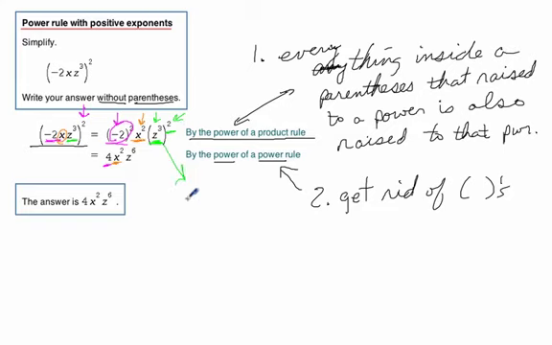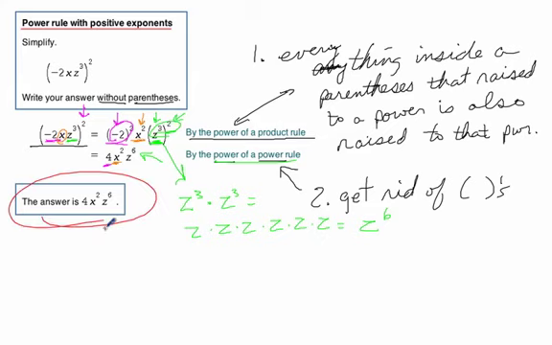Well, remember, that's z to the third times z to the third, which, the long way, is z times z times z times z times z times z, that's z to the sixth. And remember, our shortcut, right back at the original, is we could just take 2 times 3 to get our 6. That's the power of a power rule. And that gives our final answer, 4x squared z to the sixth. So this is a basic power rule with positive exponents.